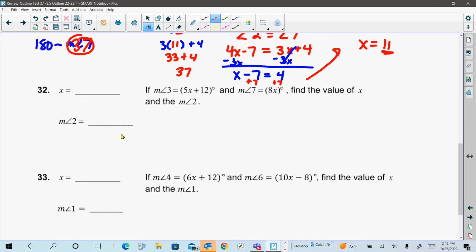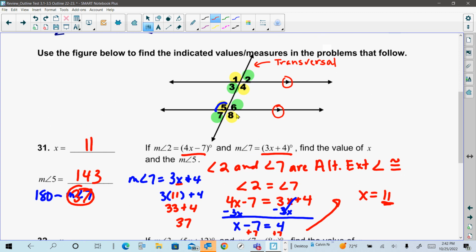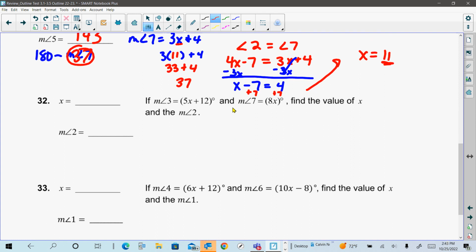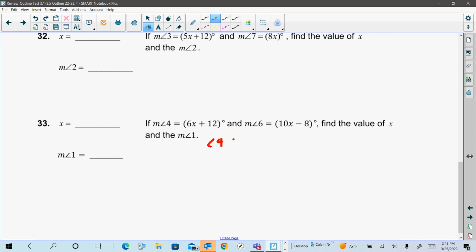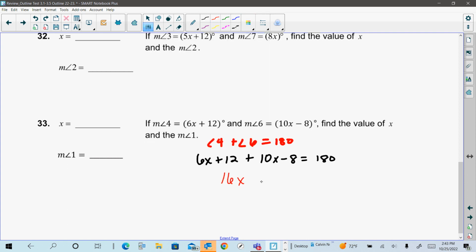Now, down here, for angle 4 and 6, I look back up at this diagram. 4 and 6, again, have different colors, which means they're supplementary. So my angle 4 plus my angle 6 is going to equal 180. So that helps me with my setup, because my equation should be 6x plus 12, plus the 10x minus 8 equals 180. And then this would be simplified as 16x plus 4 equals 180.